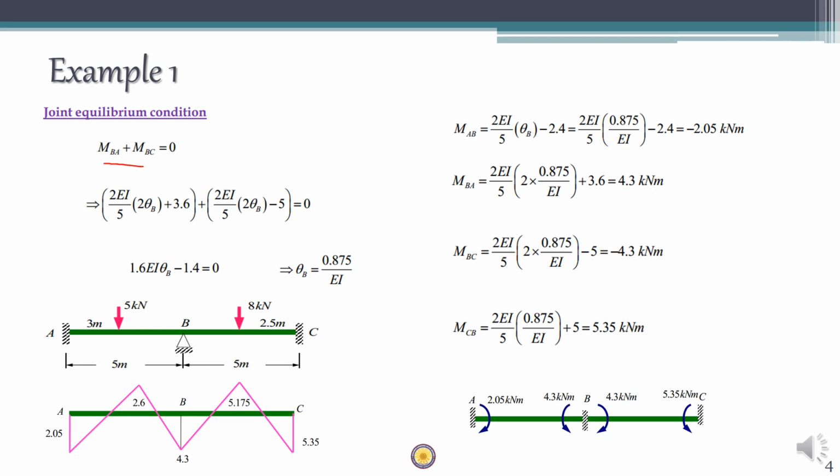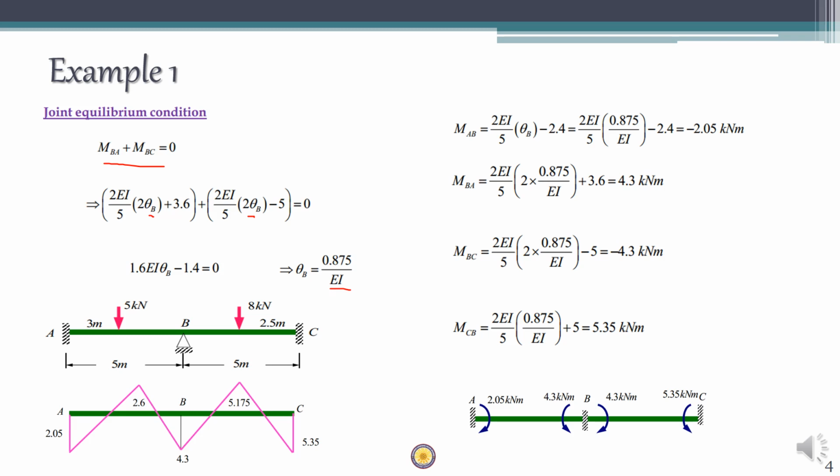So from the previous slope deflection equations, you have to take out what is MBA and what is MBC and substitute here. So you get an equation in terms of theta B. Solving this, we will get the answer for theta B is this much.